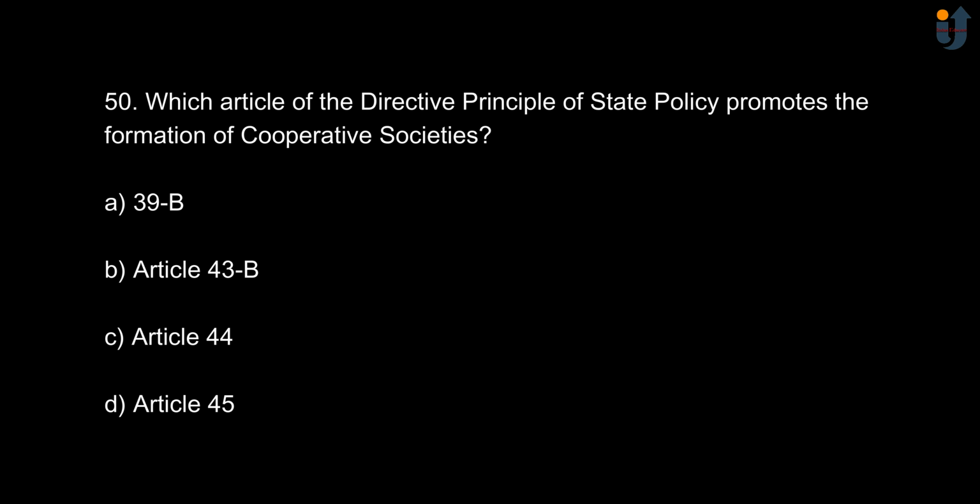Next, which article of the Directive Principles of State Policy promotes the formation of cooperative societies? Option A, 39B. Option B, Article 43B. Option C, Article 44. And option D, Article 45. The correct option is option B, Article 43B.